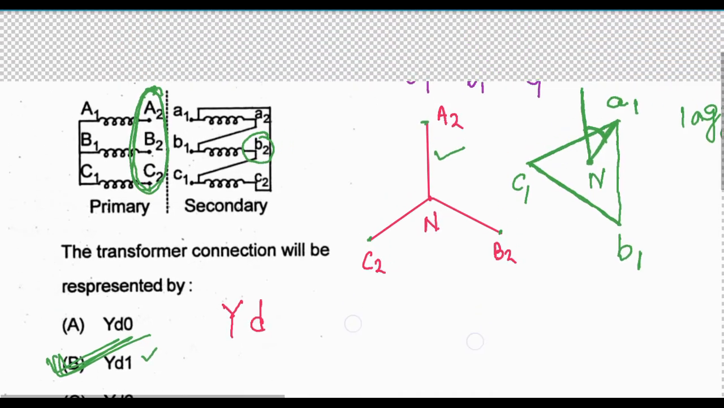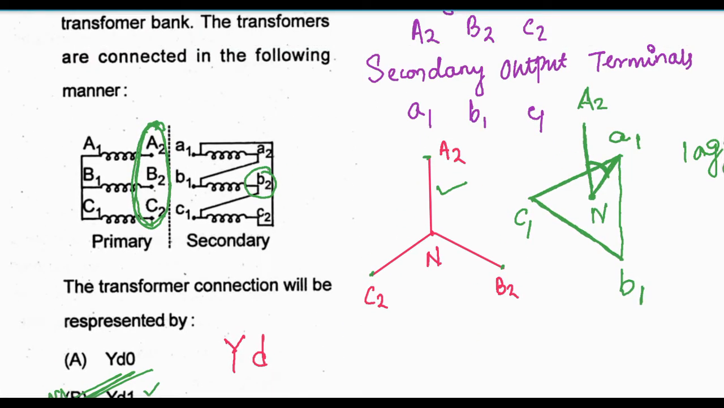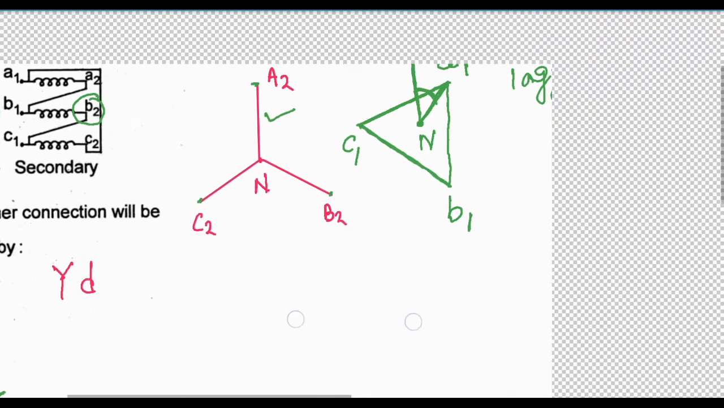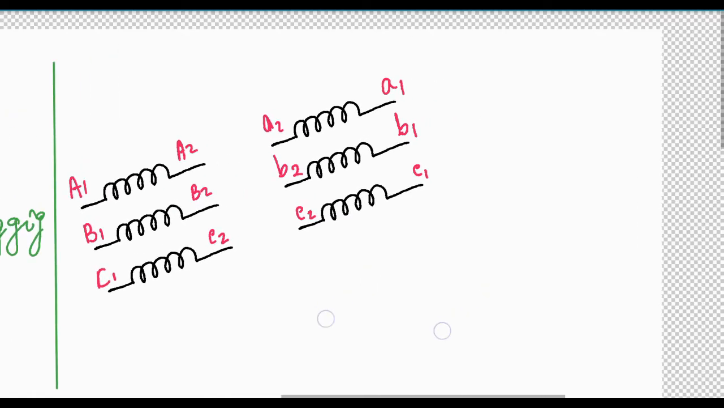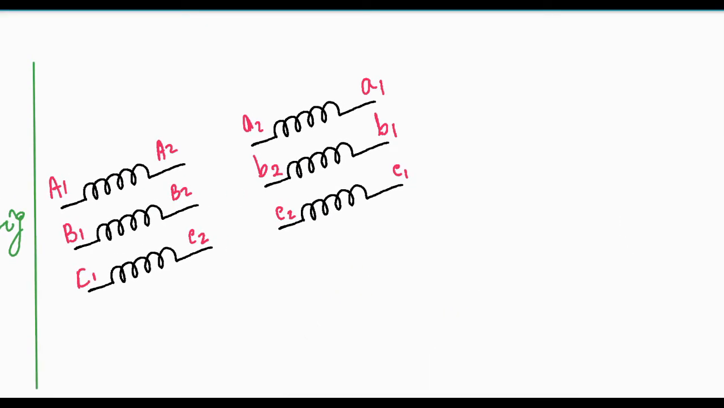So here this one is 1 o'clock. Generally in all books and everywhere, this is the naming pattern, and always one terminal is connected to the neutral, and these are the input terminals, and this one is the connection terminals, with A2, B2, C2 as the load terminals for the outputs.